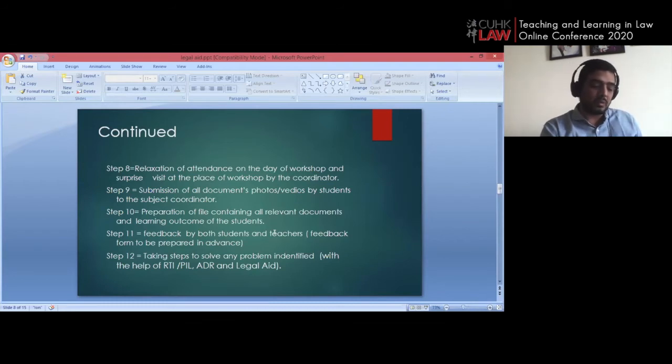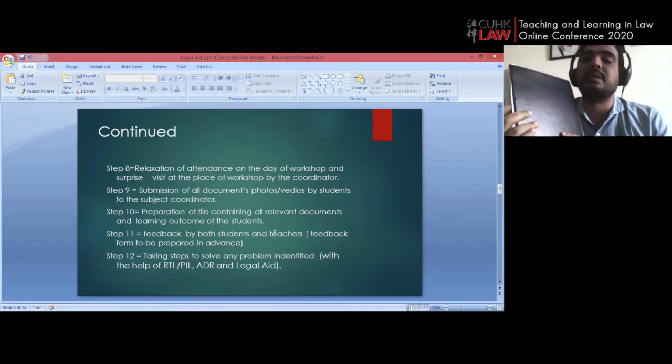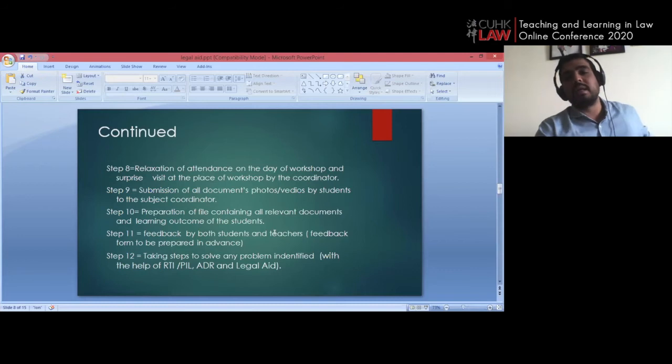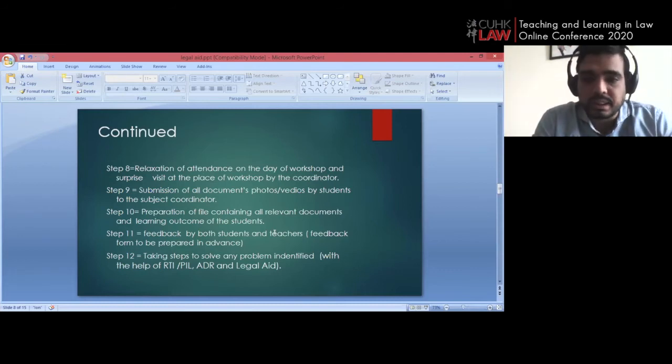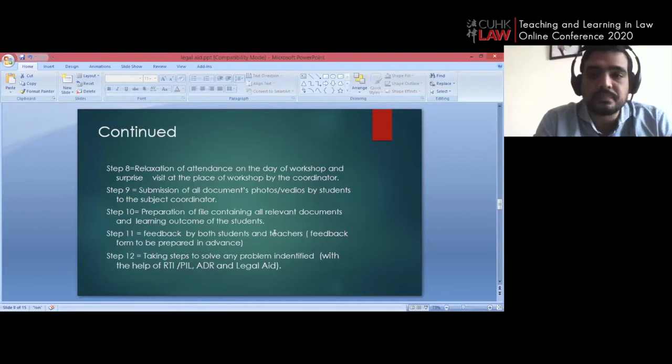So I asked them to video record, because it's not possible for me to go to each and every workshop. And I also asked them to put pictures in the report. So they submit a file like this, and on this I mark their projects. This is a valuation of around 40 marks.